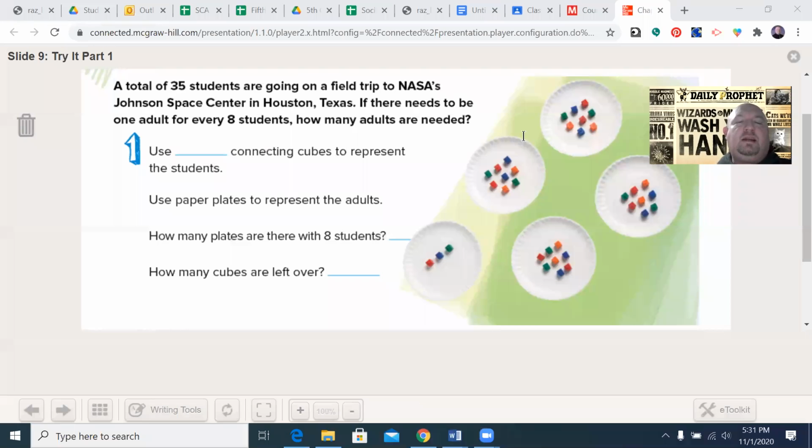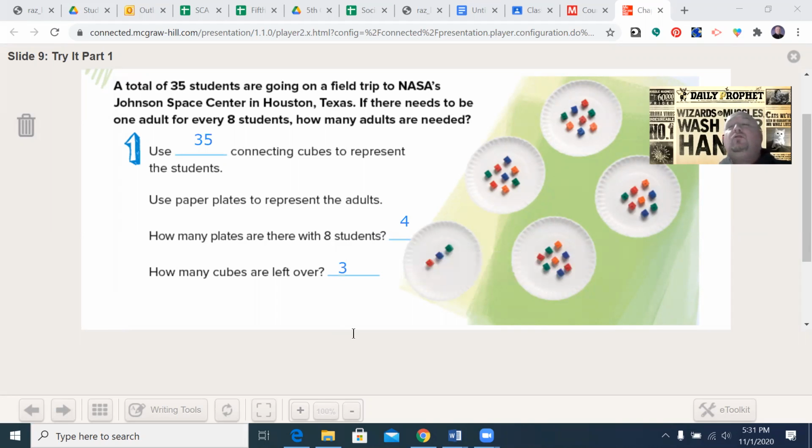So how many connecting cubes do we need? Well, there are 35 students, so we need 35 cubes, or whatever it is you're sorting. So how many plates are there with 8 students? So if you notice, they have a picture here. There's 8, 8, 8, and 8. So 4 plates have 8 students. Kudos to them for drawing that. And how many cubes are left over? 3.